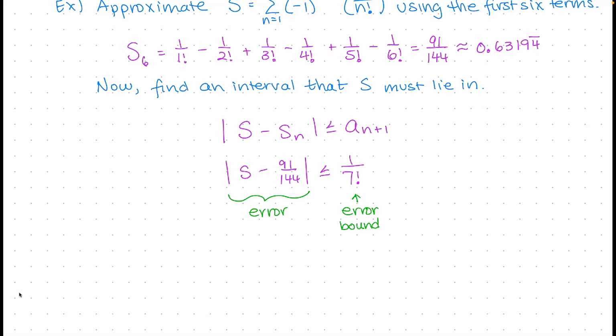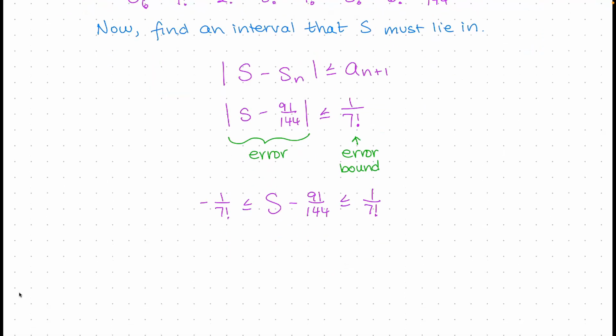And then to actually answer this question, because this question wanted an interval, I can do negative 1 over 7 factorial is less than or equal to s minus 91 over 144, which is less than or equal to positive 1 over 7 factorial. So let's actually say 91 over 144 minus 1 over 7 factorial, and 7 factorial is 5040. So here's the interval, and then I'll just work out these decimal approximations.